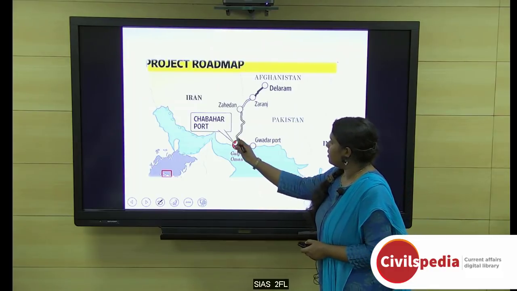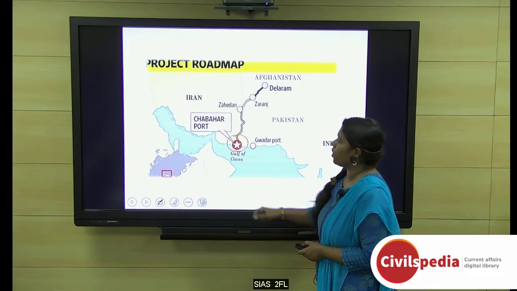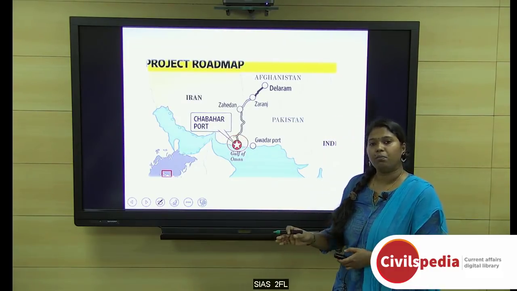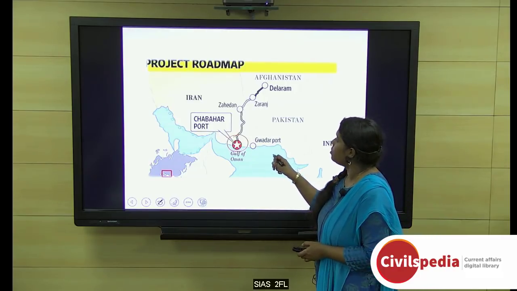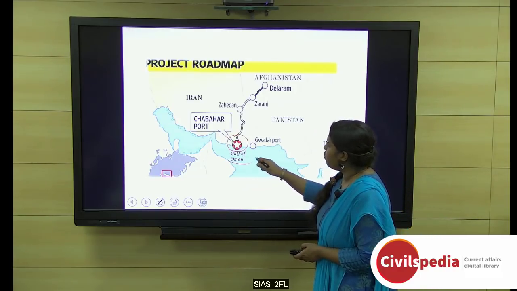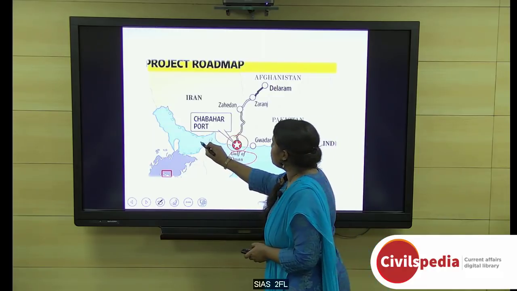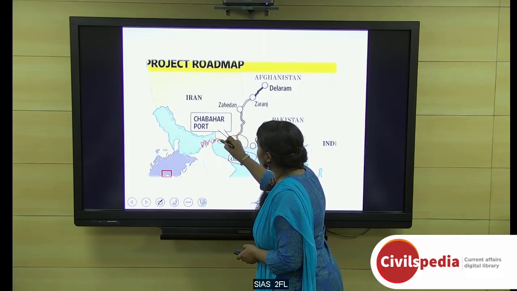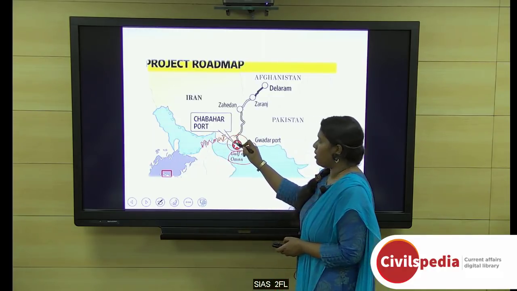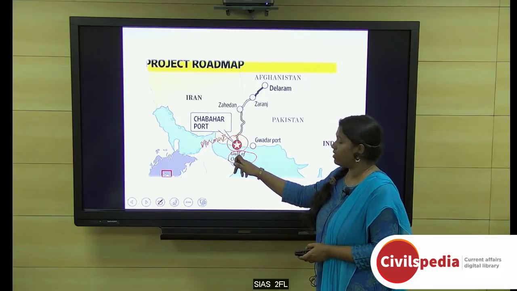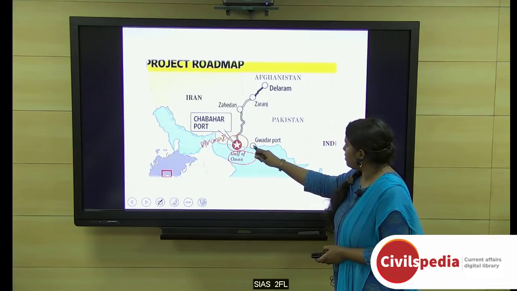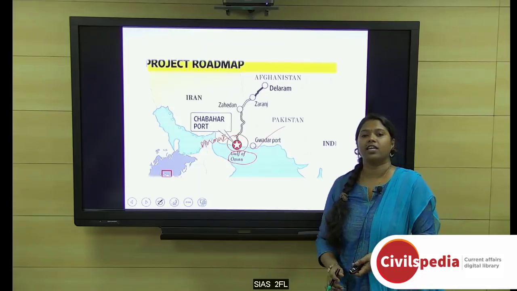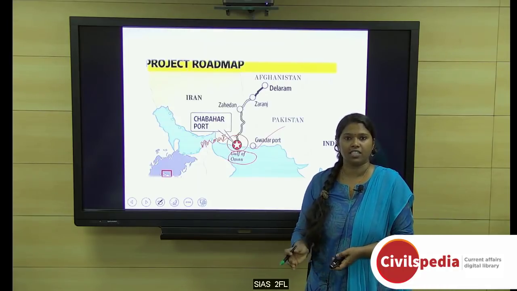You can see this is the Chabahar Port, and its location is in the southeastern part of Iran, that is the Makran coast. You can see this is the Gulf of Oman and here it is the Strait of Hormuz. So this is the Chabahar Port, this is the Strait of Hormuz and this is the Gulf of Oman. Now, this is the Gwadar port.